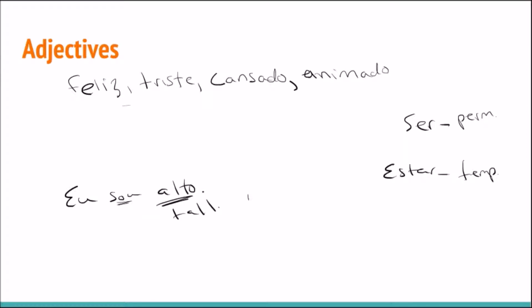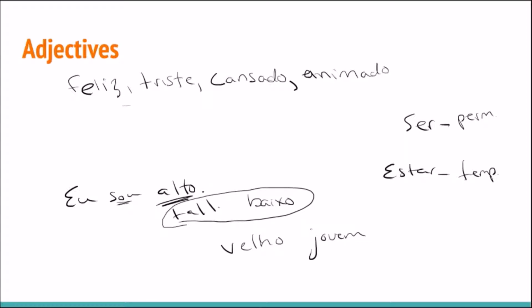So I'll give you some other ones. Baixo would be short, right? And then you could also have velho, jovem. So for these, I would use ser. Velho is old, jovem is young. I would use estar for those because you're not always old, because at one point you were young. So I'd probably use estar for that one.